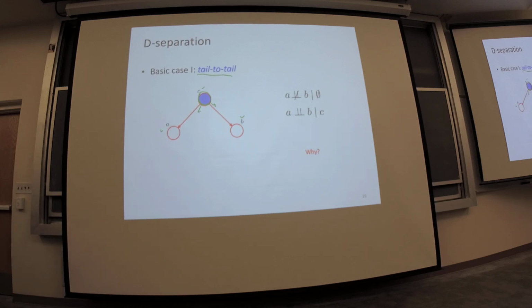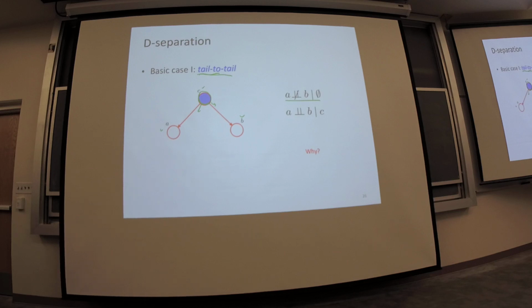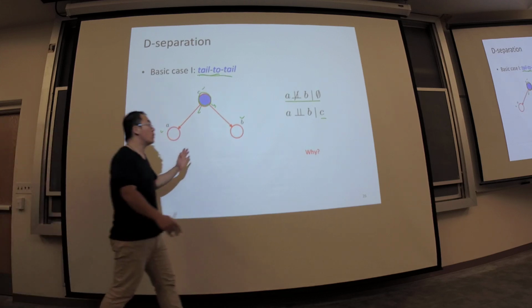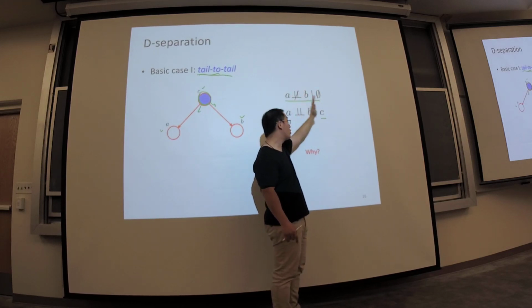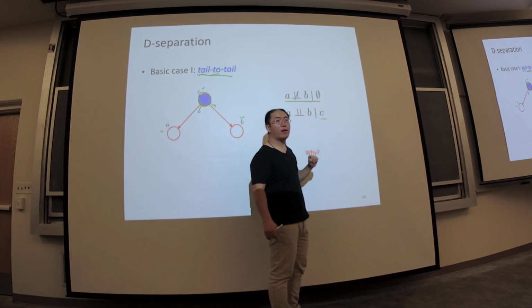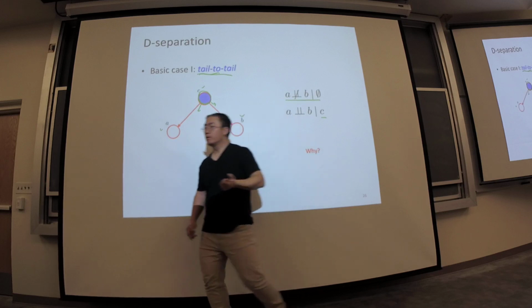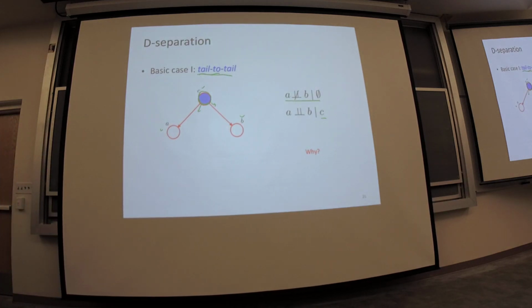And given the tail-to-tail structure, what we can tell is that A and B, if conditioned on nothing, are not independent. Usually they are dependent. But if they are conditioned on C, given C is observed, then A and B are independent. Do you see the difference? If we do not assume any variable is conditioned on, A and B are generally not independent. But if we assume C is observed, A and B must be independent of each other. And we can verify this using Bayes' theorem.